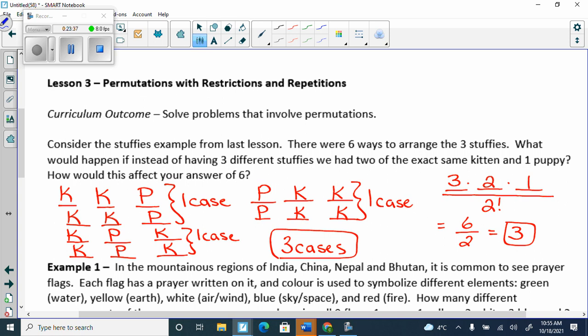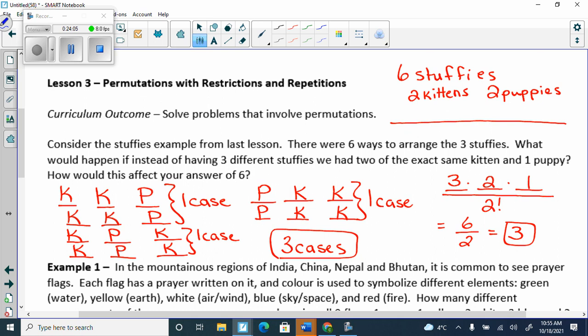So I'm going to do it up here above. What if there happened to be 6 stuffies instead? There were 6 stuffies, and 2 are kittens, the exact same, and 2 are puppies, the exact same. We agree? So we treat the top like all 6 stuffies are different.